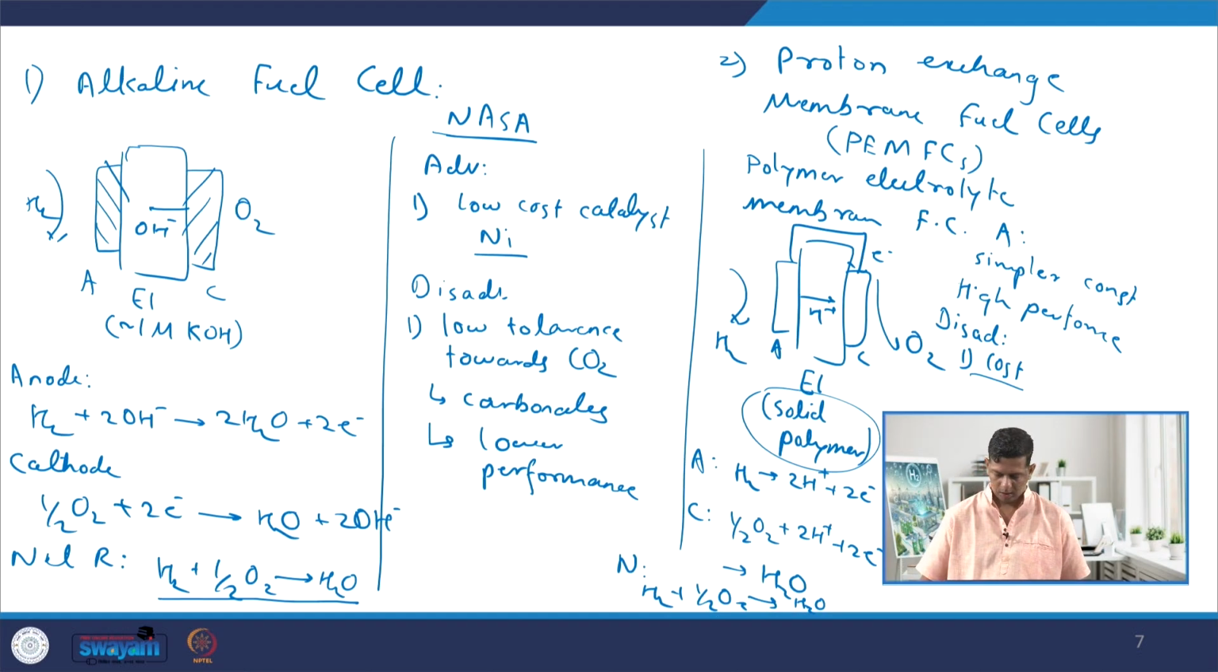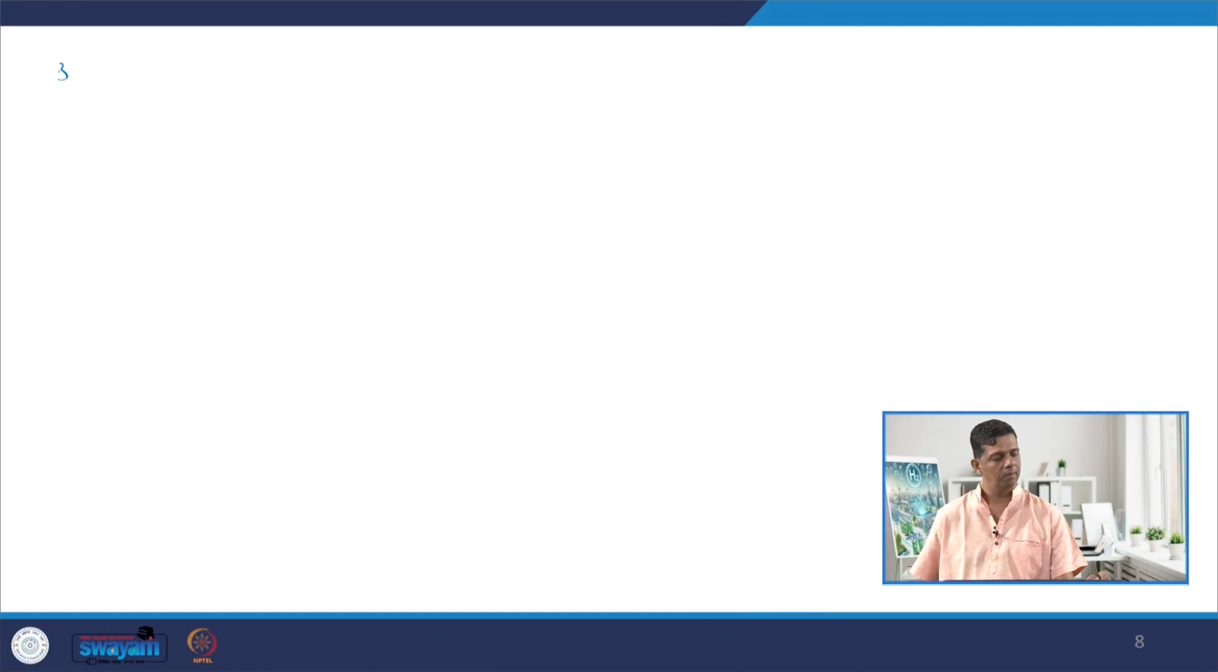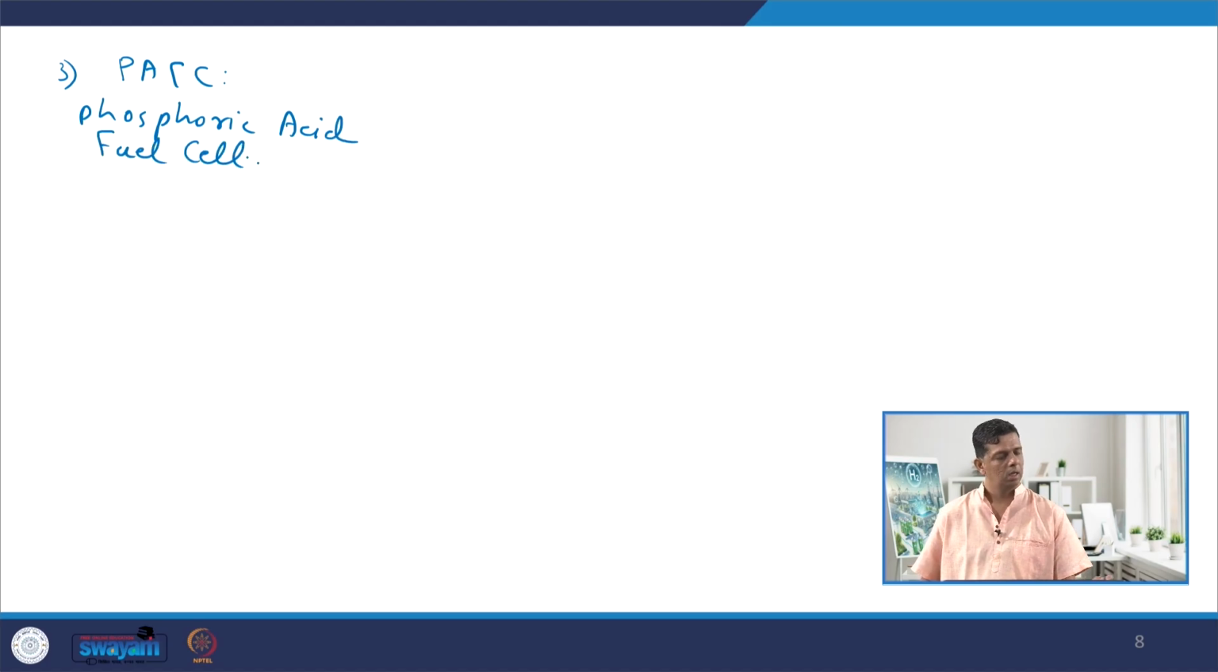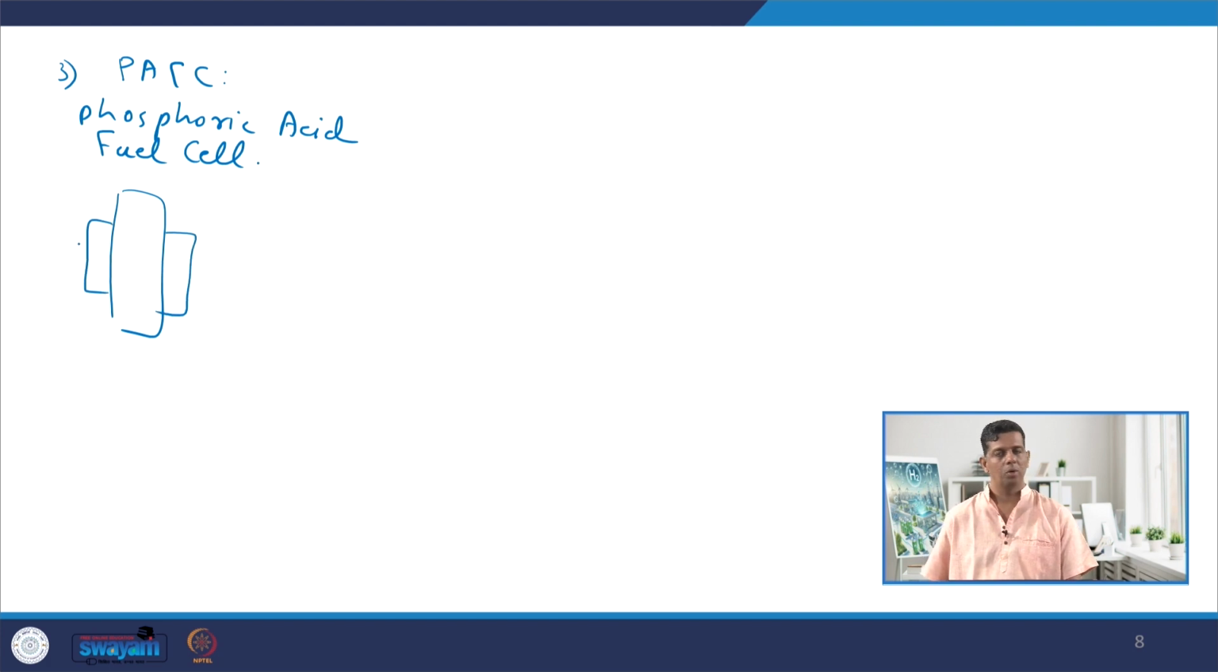So, let me go to the other one, the third type, which is called phosphoric acid fuel cell, PAFC. Let me write phosphoric. This is also very similar to what we have studied just now. It is very similar to the proton exchange membrane fuel cell. The reactions are almost similar.